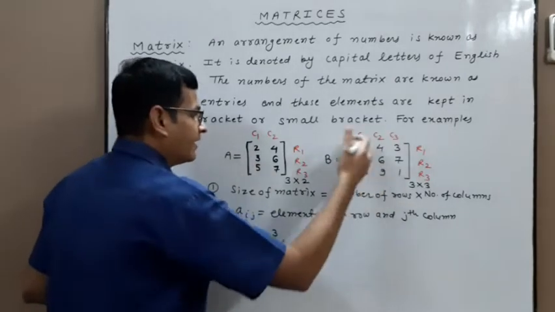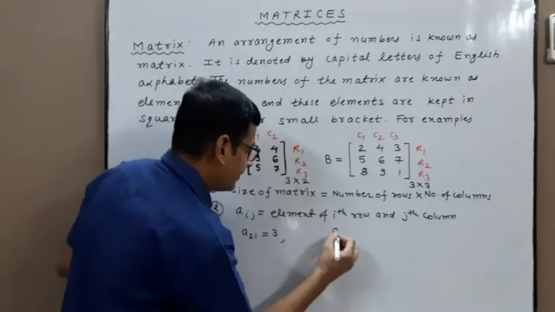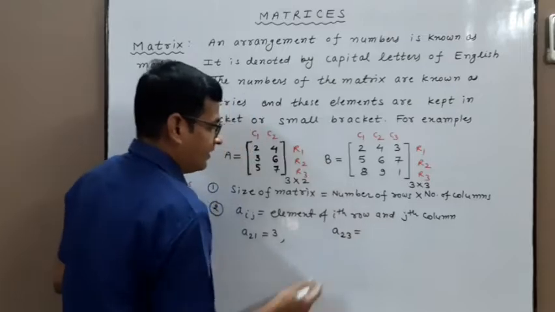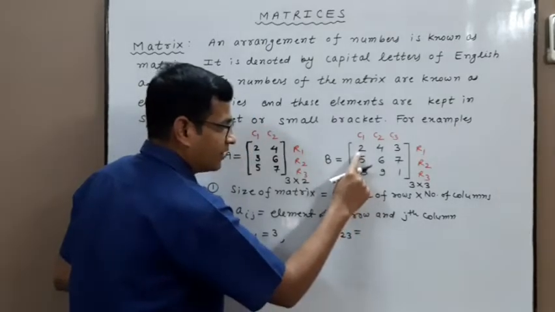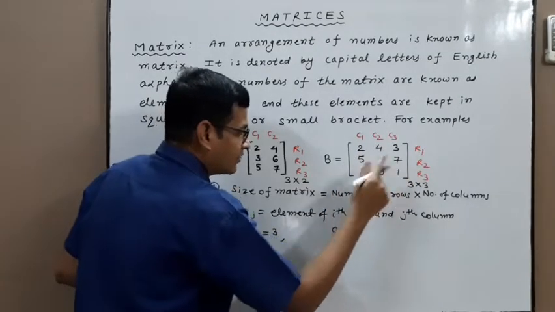If I take this matrix, matrix P, and if I write A23, it means the element of second row and third column. So this is the second row and this is the third column, so 7.